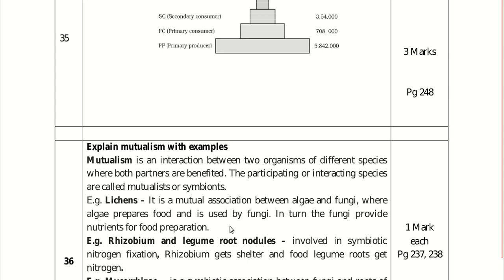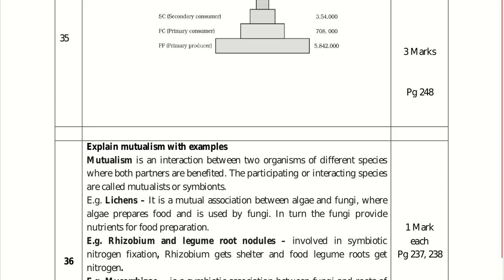Question 36: explain mutualism with example. Mutualism is an interaction between two organisms of different species where both partners are benefited, that is plus and plus. The participating or interacting species are called mutualists or symbionts. Examples are lichens, a mutual association between algae and fungi, where algae prepare food and it is used by fungi. Most of the time, quote the examples that are given within the textbook.